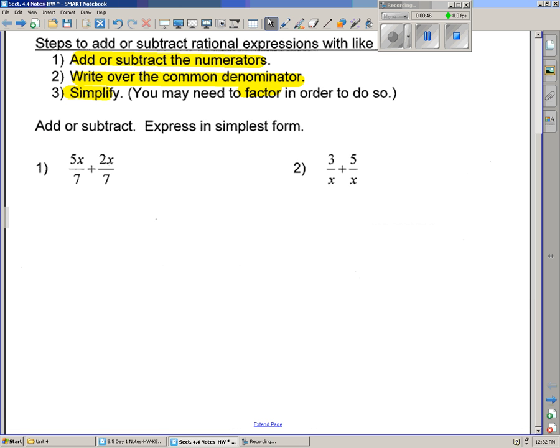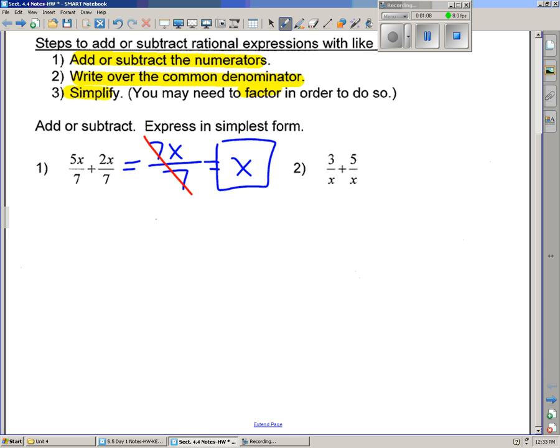So when you add or subtract and you write in simplest form, for this first particular one, you've got a common denominator of 7. So your 7 gets written down as your common denominator, and 5x plus 2x just gives you 7x. Now you're back to stuff from a long time ago, where 7 divided by 7 just cancels out to give you a 1. And the answer ends up becoming just plain old x.